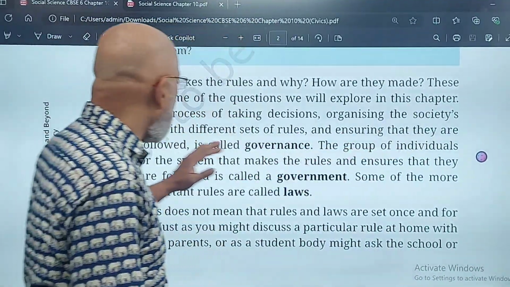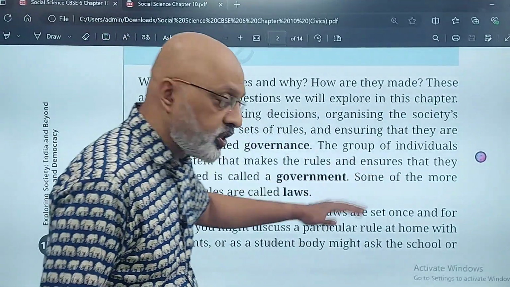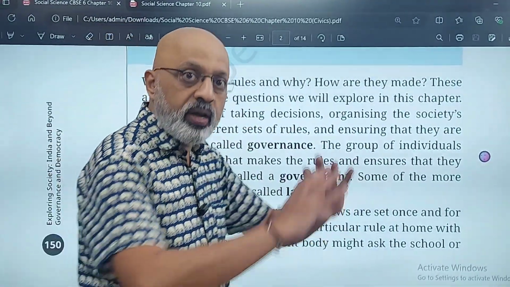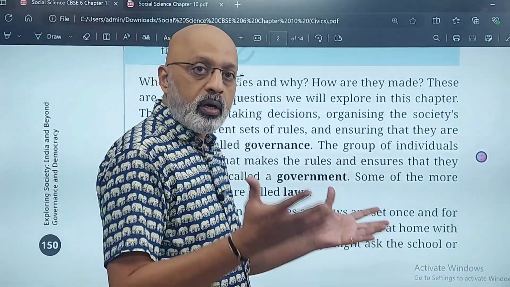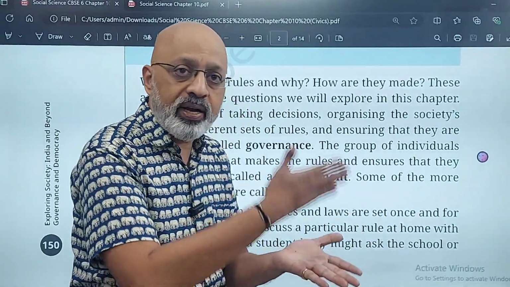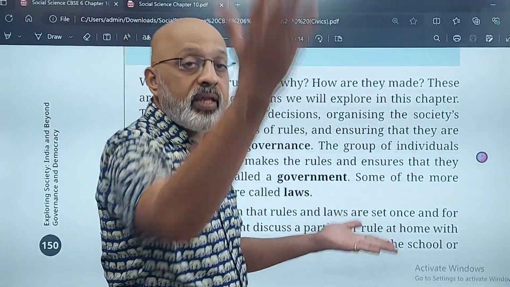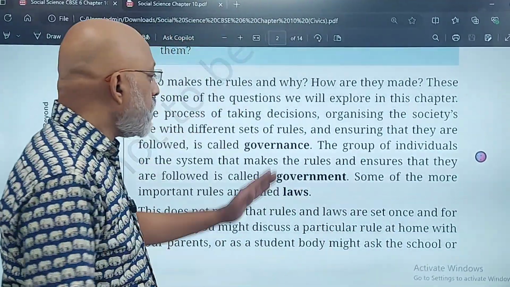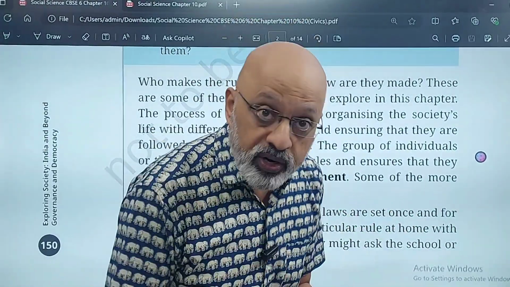And ensuring that they are followed is called governance. So the entire process of taking decisions is called governance. Governance is about how you entirely run a particular unit. It can be a building society, it can be a classroom, it can be a school, it can be the state, it can be the entire country. So what Narendra Modi as Prime Minister is doing is called governance.